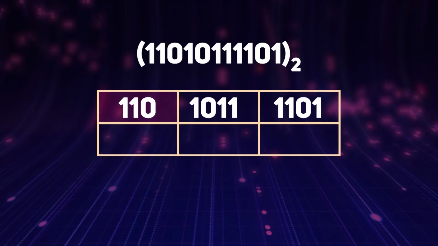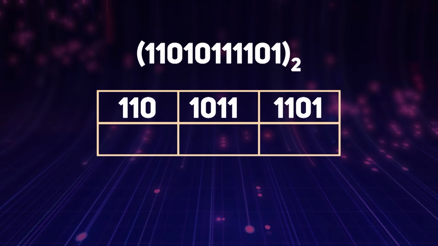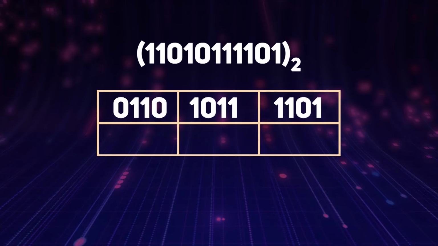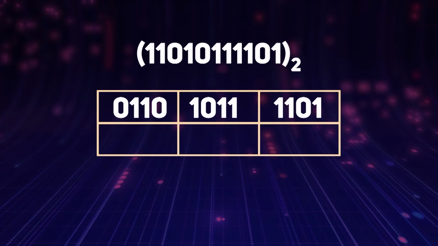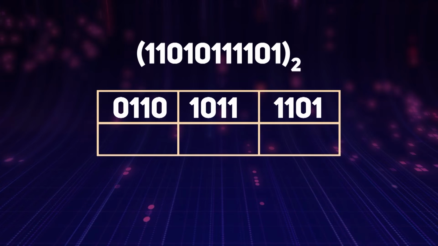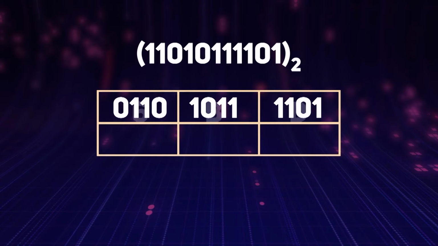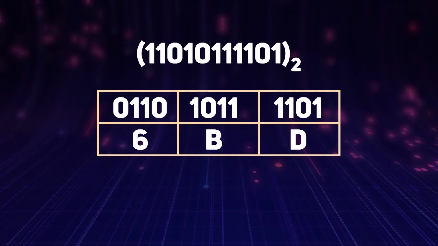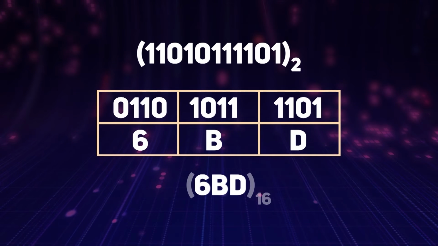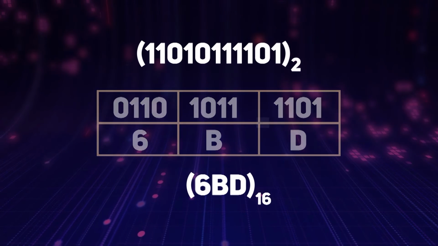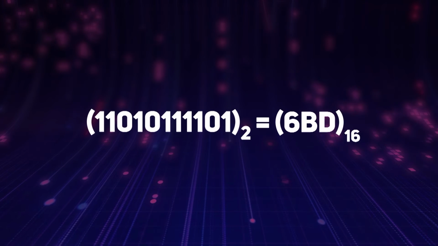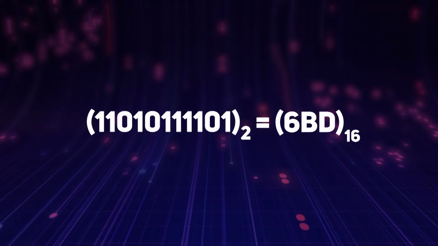So the leftmost group has only 3 bits, so adjust it to 4 bits by adding zeros. Next, convert each group of binary digits to its hexadecimal equivalent. So the first one is 6, next is B, next is D, and hence the result 1101011101 is equal to 6BD to the base 16.